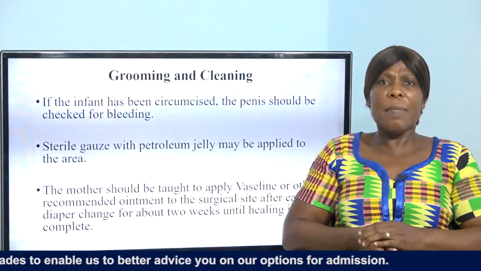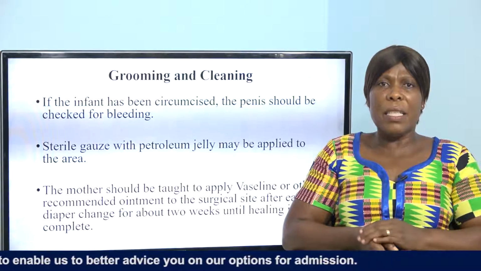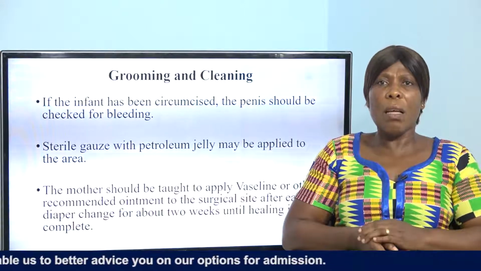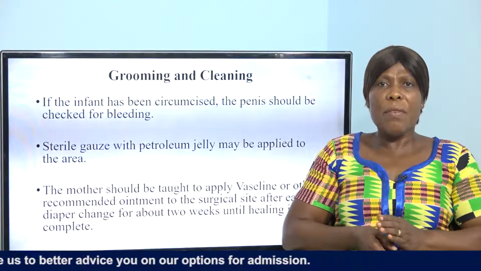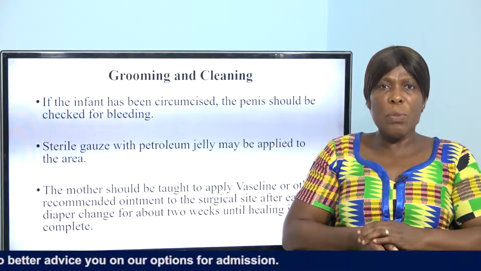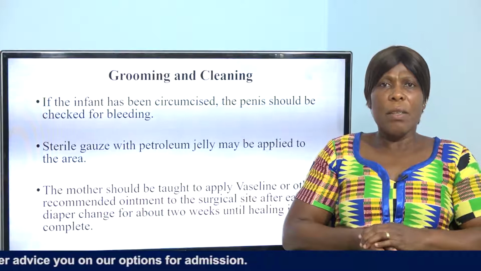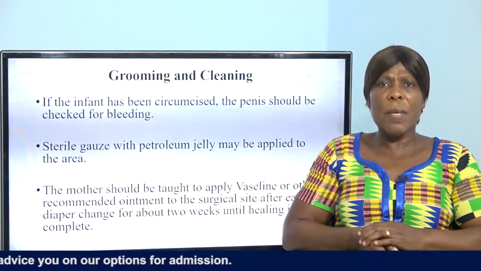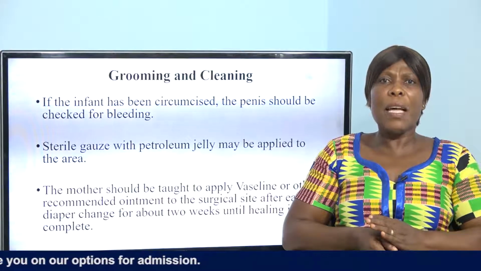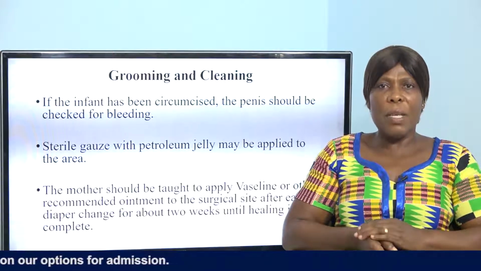If the infant has been circumcised, the penis should be checked for any bleeding and then sterile gauze with petroleum gel may be applied to the area to prevent any further bleeding and promote wound healing. The mother should be taught to apply Vaseline or other recommended ointment to the surgical site after each diaper change for about 2 weeks until healing is complete.